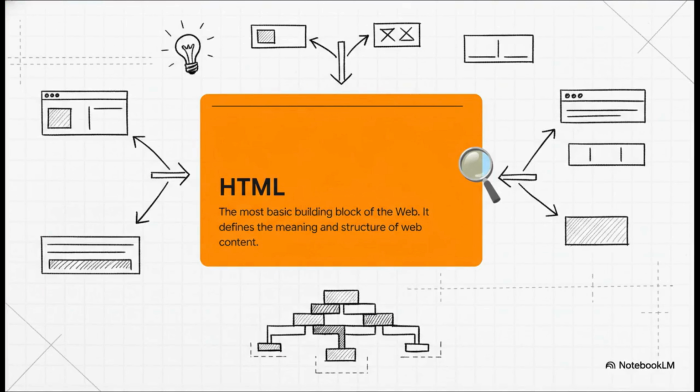And here it is, HTML. It stands for Hypertext Markup Language. Now, according to the experts over at the Mozilla Developer Network, it is the most basic building block of the web. And for a really good reason. Its entire job isn't about colors or fonts or cool animations. Nope. It's purely about defining the meaning and the structure of content.